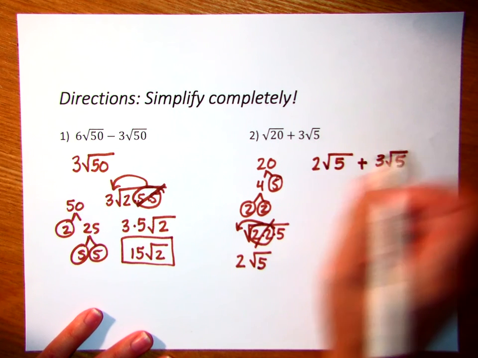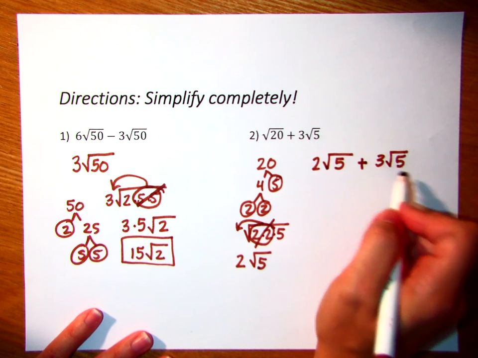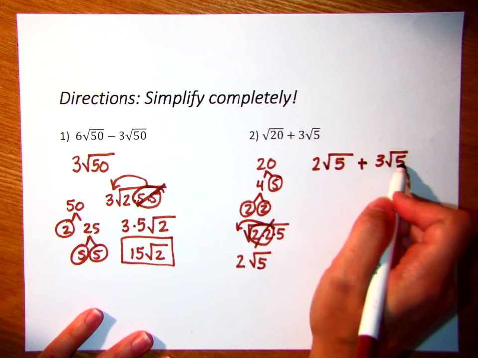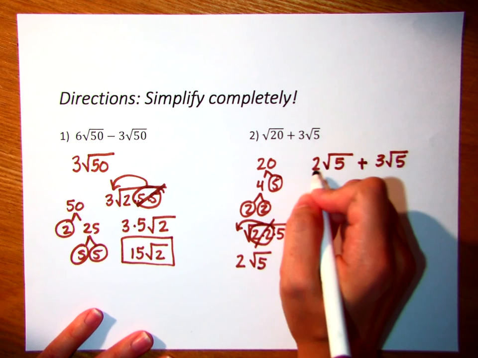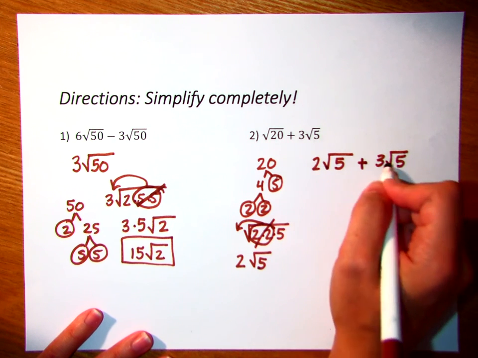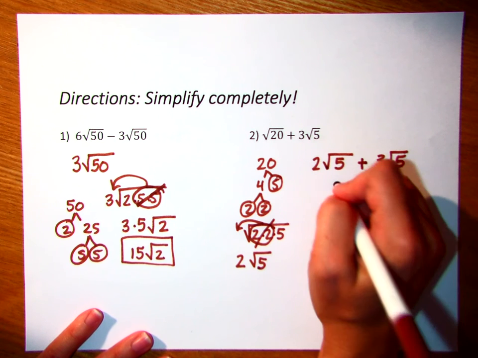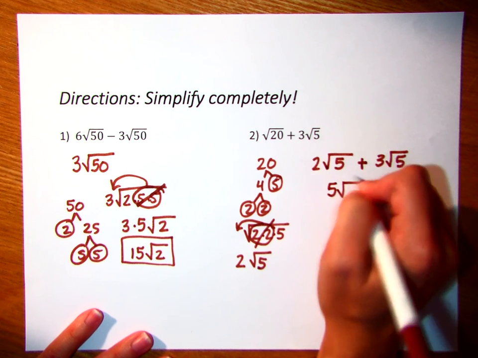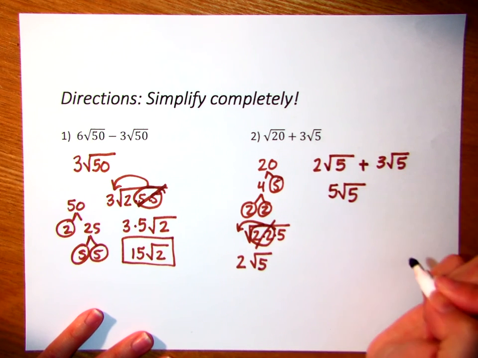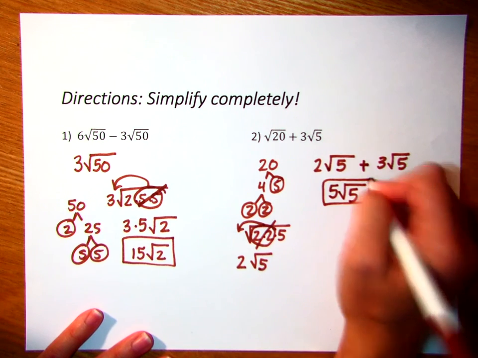Now, if you look, these radicands on the inside do match. So my radicals match, so now I'm ready to add. Remember, these are like terms, so we add our coefficients, 2 plus 3, which would be 5, but you keep that radicand and you leave it alone. So the answer to this would be 5 square root of 5.